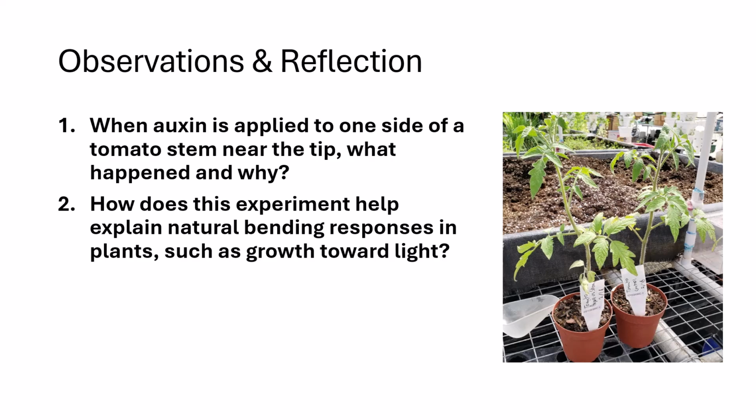Now you'll answer these two questions in your lab notebook. First, describe what happened when auxin was applied to one side of the stem and explain why that change occurred in terms of cell elongation. Second, connect this experiment to real plant behavior. Think about how this same mechanism helps explain natural bending responses like stems growing toward a light source.